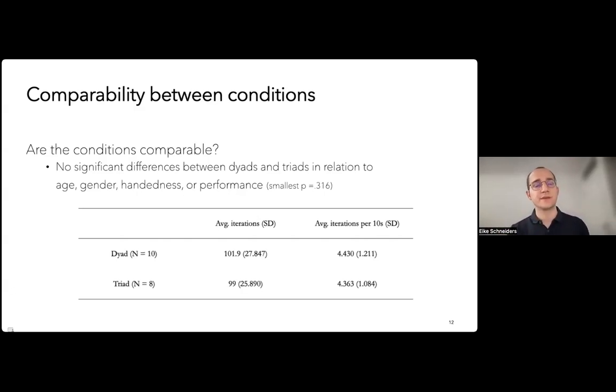In this table, you see that I'm listing 10 dyads and 8 triads, and this simply happened due to technical errors during the data collection. We had to exclude 2 triads from the data collection. And the performance was measured in this case as average iterations per 10-second interval, which was inspired by Roy and Aiden's paper.